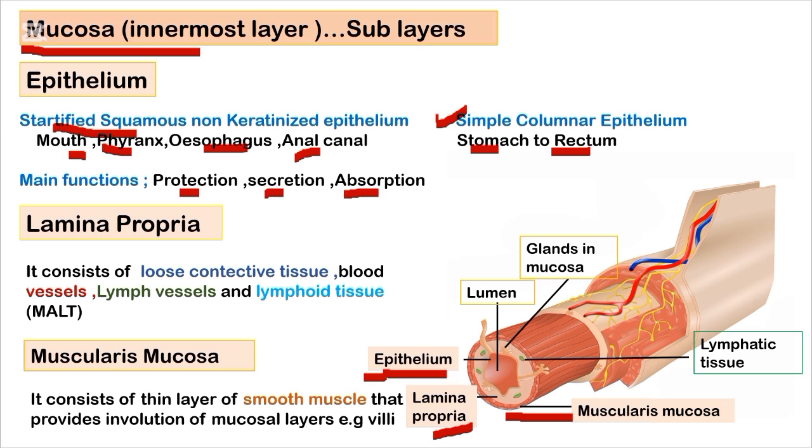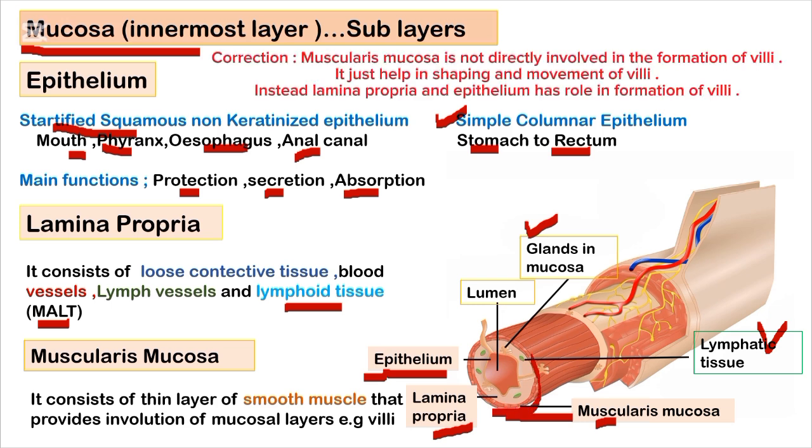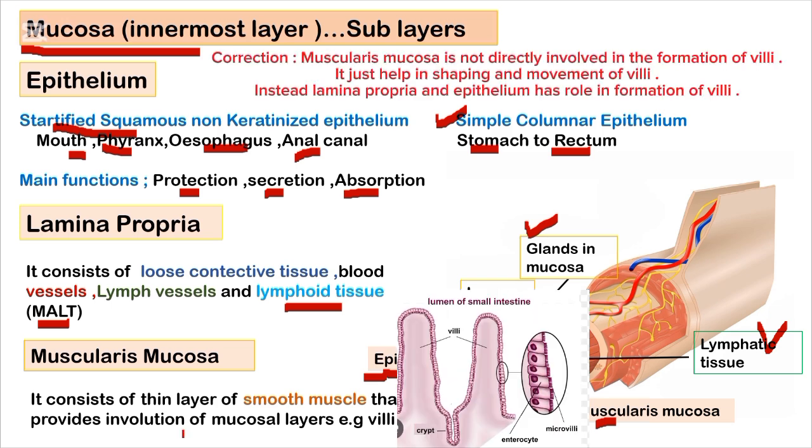Next is lamina propria, and it consists of loose connective tissue containing glands and lymphatic tissues, lymphoid tissues such as mucosa-associated lymphoid tissue. The outermost layer is muscularis mucosa, and it consists of a thin layer of smooth muscles, and it provides involutions of the mucosal layer such as villi in the small intestine, as you can see in this picture.